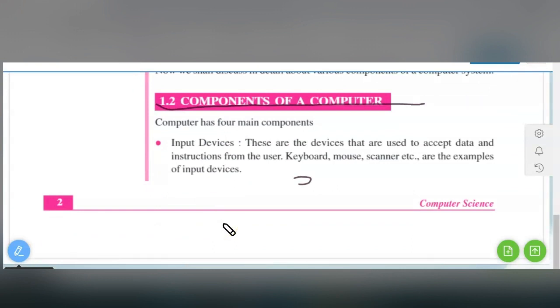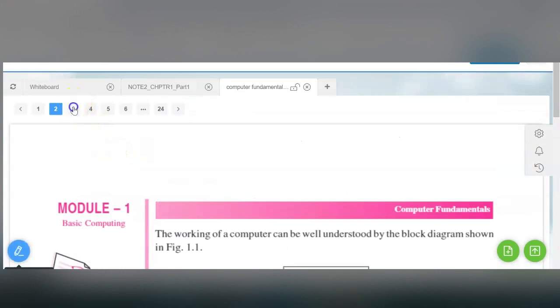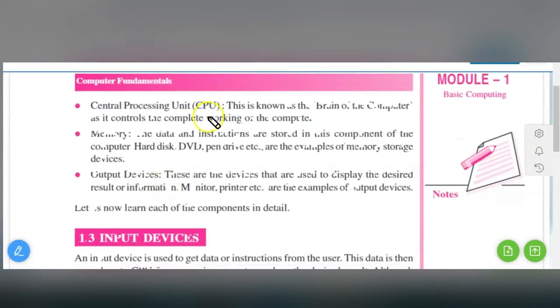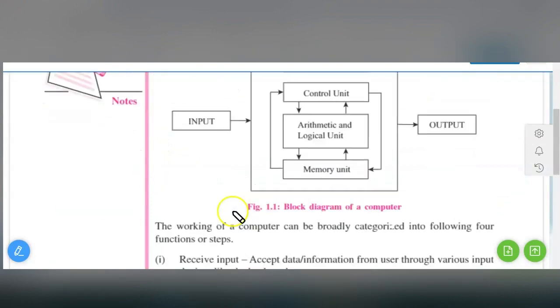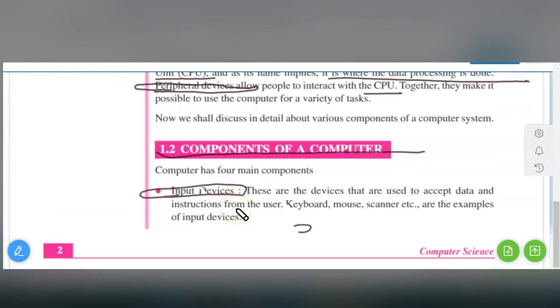Computer has four main parts. The first one is input device. Next category is CPU, then comes memory, and then comes output devices. So these are the four categories of computer. Okay, so let's one by one see what these things are.